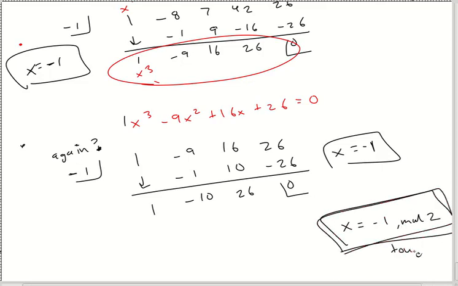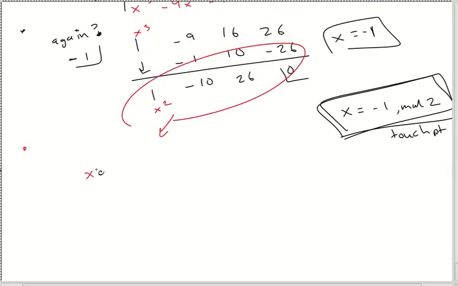Oh, it's a touch point. It touches the x-axis. Okay, so this was x cubed. Now this is x squared. And I think I can factor this, x squared minus 10x plus 26. Okay, what 2 numbers multiply to 26, but then add up to 10?